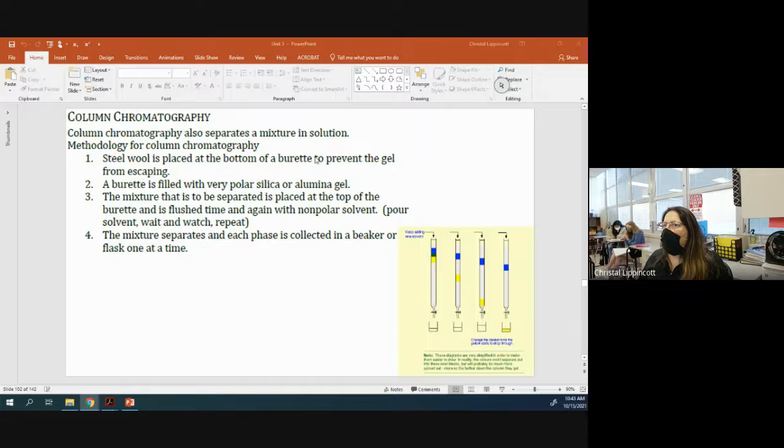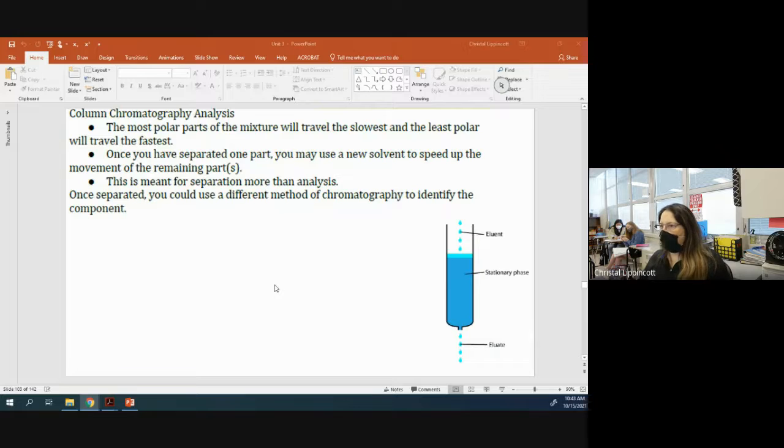This is the steel wool. It's placed in the bottom of your burette to keep the stuff from going through. And then they're going to put different stuff inside here. They've got a polar silica gel in here, and the mixture is going to be placed in here. When the mixture is placed in, the stuff that's least polar will move through faster, and you'll grab that first. And then you move that off. Then you grab the next stuff that's a little more polar, until you've finally collected it all.